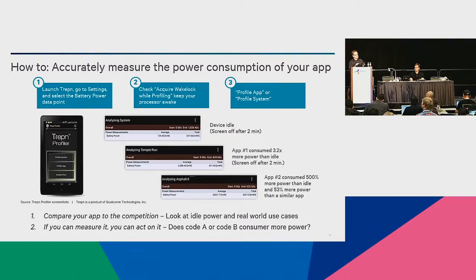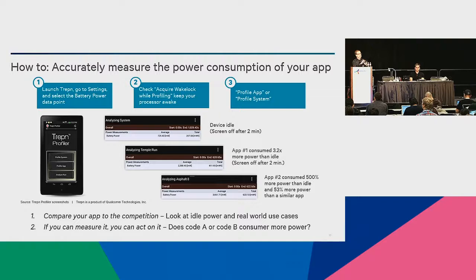And we're going to go to Settings, which is in the upper right. And I'm going to go to Data Points. There's a long list of options. And I'm going to make sure that the battery data point is checked, since for now, that's what we're going to concentrate on. And I'm going to turn off some of the other things.